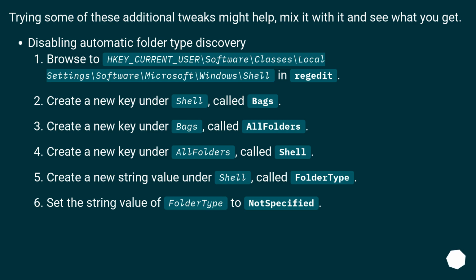Settings\Software\Microsoft\Windows\Shell in regedit. Create a new key under Shell called Bags. Create a new key under Bags called AllFolders. Create a new key under AllFolders called Shell. Create a new string value under Shell called FolderType. Set the string value of FolderType to NotSpecified.